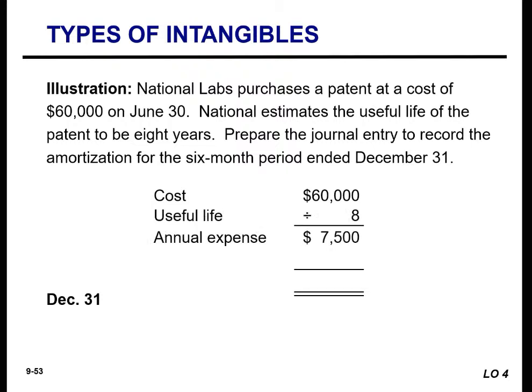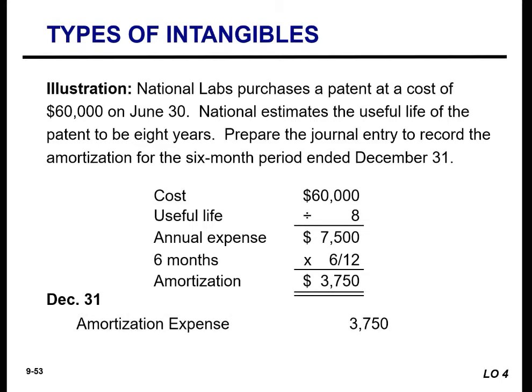That gives us annual expense of $7,500. We're dealing with 6 out of 12 months for this first year. So we have amortization expense of $3,750. We'll post that directly to the patent itself and reduce the value on the balance sheet directly.